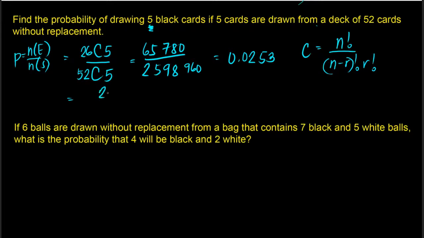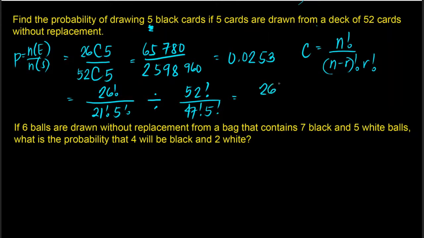Okay? That's 26 factorial over n minus r, so 26 minus 5 is 21 factorial, times r factorial, which is 5 factorial. Divided by 52 factorial over 52 minus 5, that's 47 factorial, times 5 factorial.